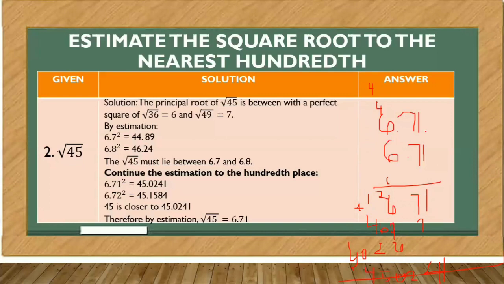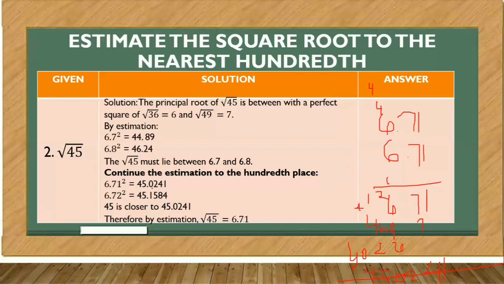Then how many decimal places? 1, 2, 3, 4. The answer is 45.0241. Ito po yun. So, medyo malapit na siya kay 45. Sobra lang siya ng ilang decimal. Kapag si 6.72 na, masyado nang malaki.